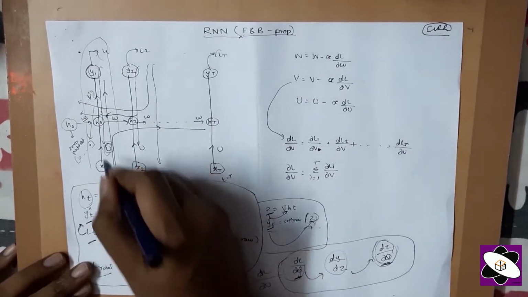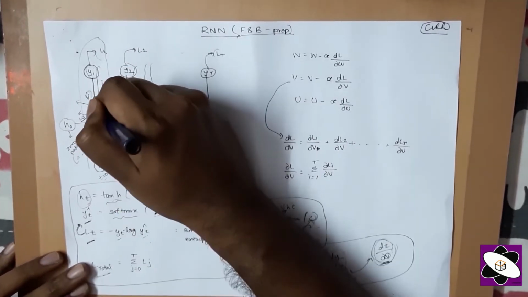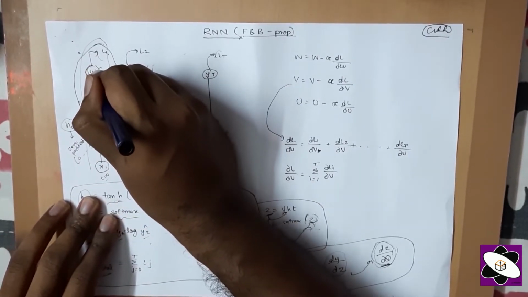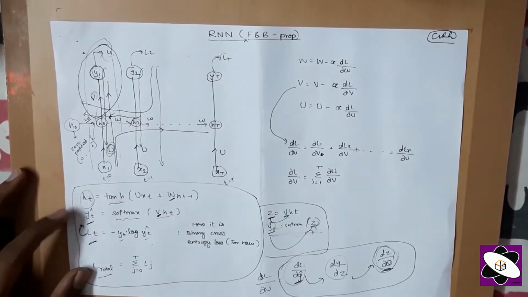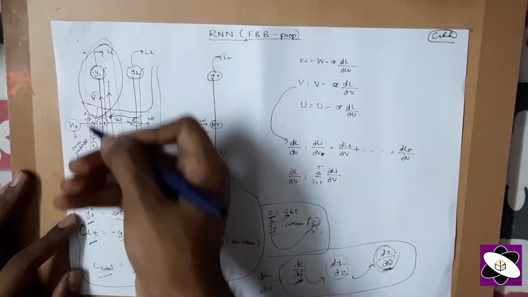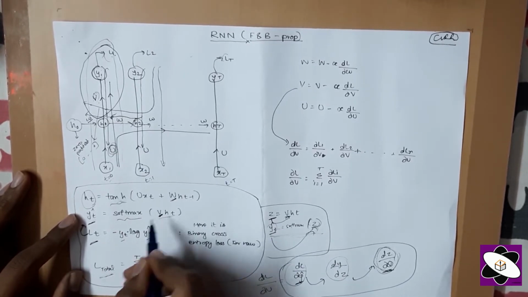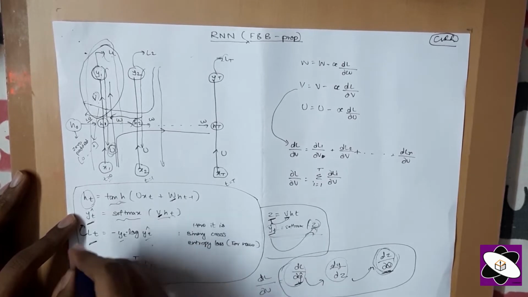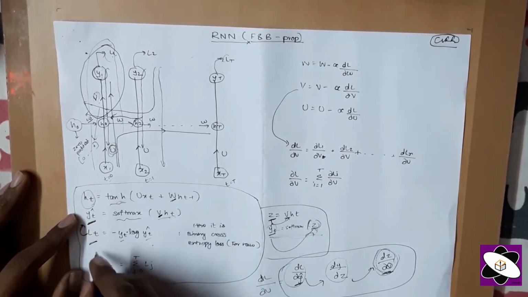So we will see about W after a bit. We are just focused on this area for now: V, Y, I, L. In forward propagation, first we will calculate V, like we already have. With that help, we will get YT, and we obviously have HT also. Anyways, we get YT, and with YT we will calculate loss.